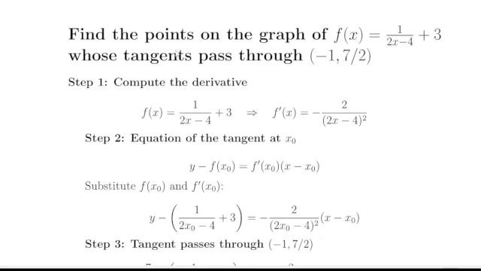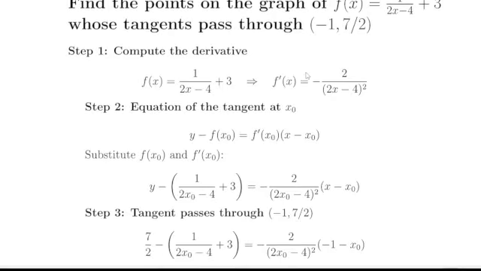We want to find the points on the graph of f of x equals 1 over 2x minus 4 plus 3, whose tangents pass through (-1, 7/2). Let's first compute the derivative.